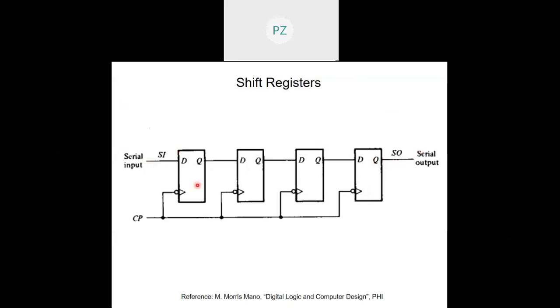Suppose you want to have a circular left shift. In that case, this Q will be fed to this D, this Q will be fed to this D, this Q will be fed to this D, right? And then since it is shift left, everything is moving this way, so this should come over here. The MSB, the most significant bit, will become the least significant bit.